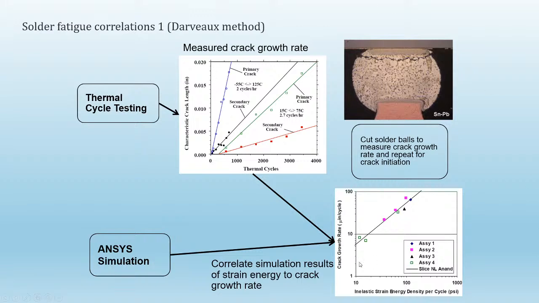And once you have this, then you have a function of crack growth rate versus the simulation result. So given a particular simulation, I can say, well, if my simulation is showing an inelastic strain energy density in the crack region to be 100, that tells me that the crack will grow at 1 to 300 micro inches per cycle. And if I know how big my solder ball is, I can adjust for it accordingly. So this is very valuable data.